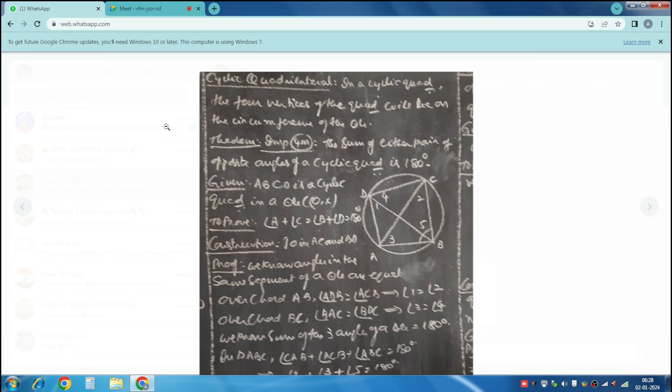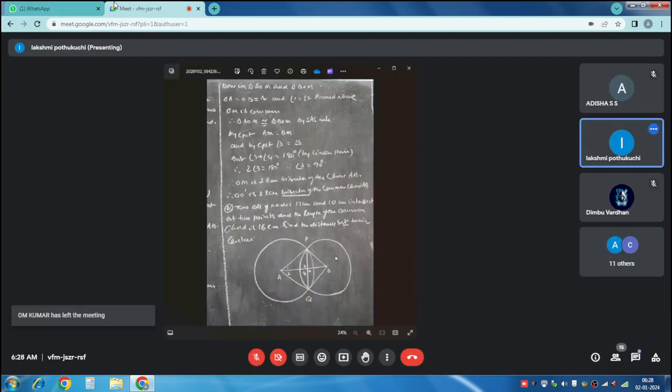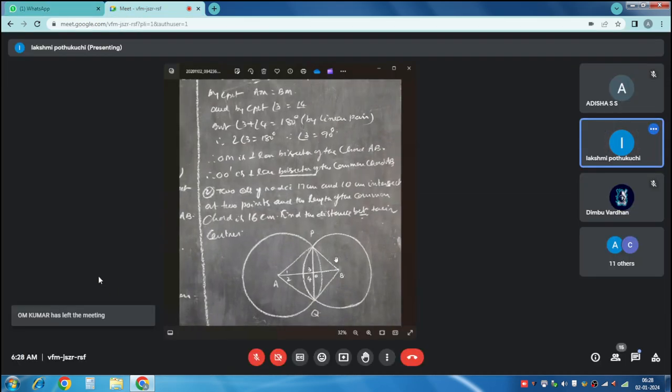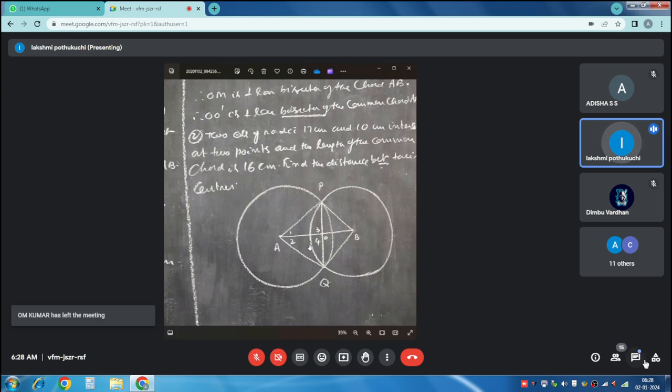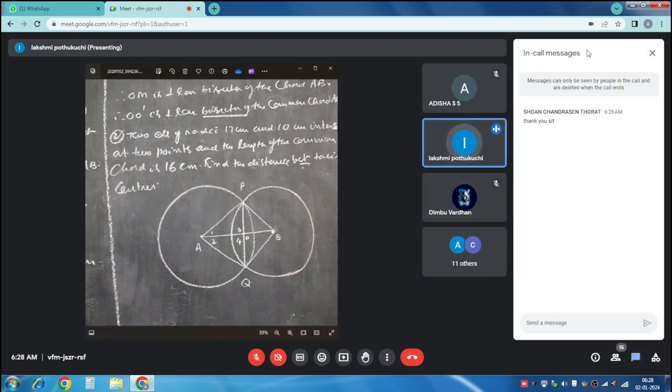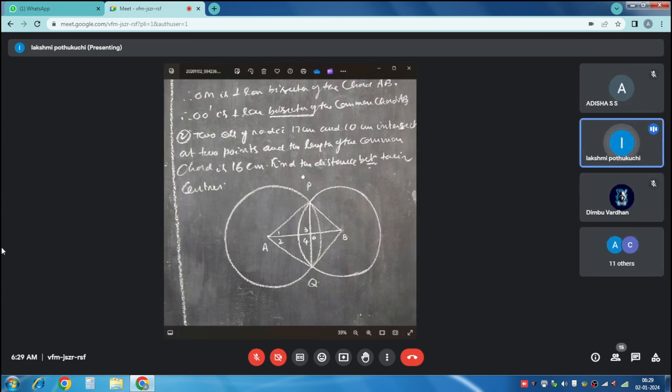Okay, children, I'm going to the second problem now. Difficult problem. Two circles of radii 17 centimeters and 10 centimeters intersect at two distinct points P and Q, and the length of the common chord PQ is 16 centimeters. Find the distance between their centers.